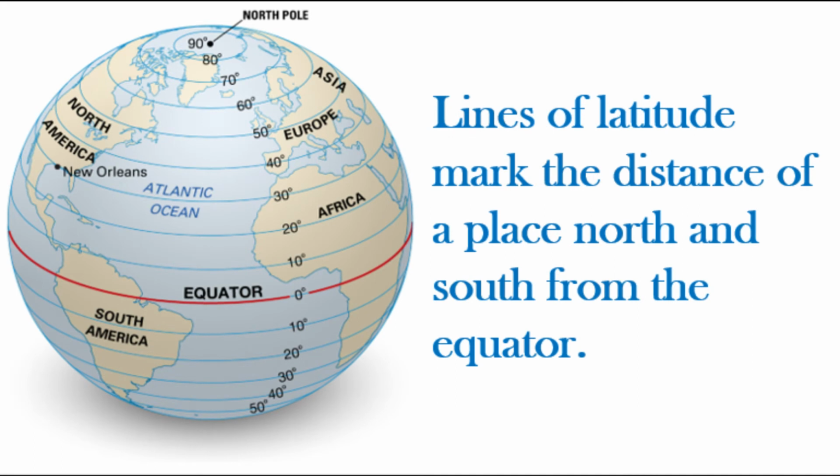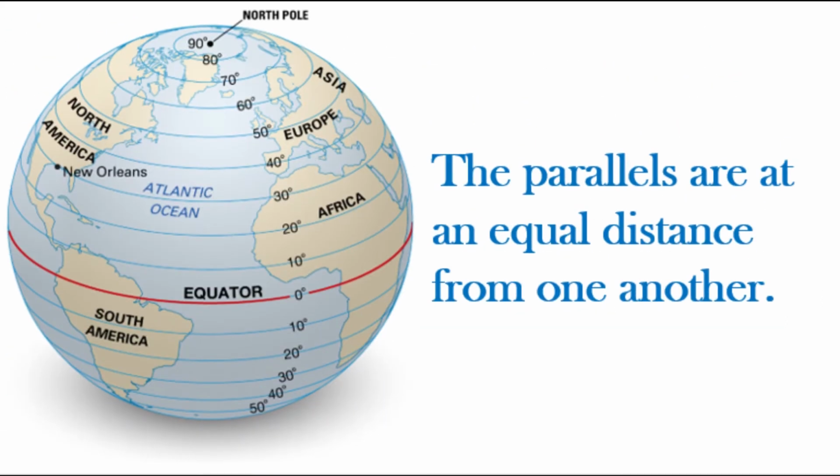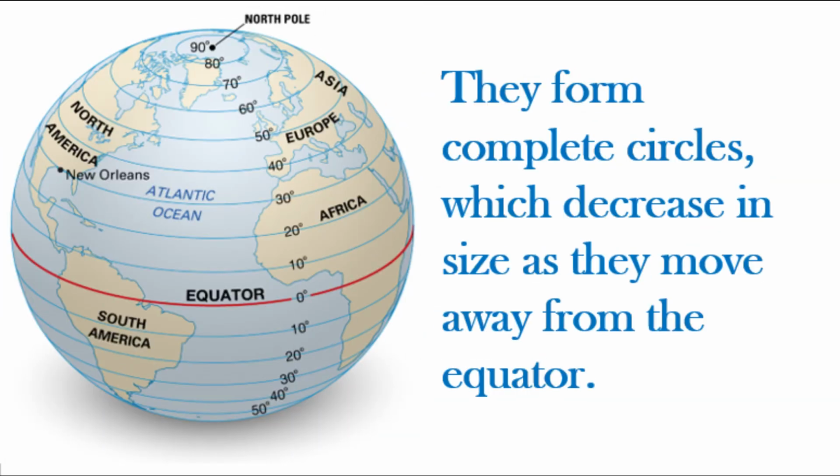Lines of latitude mark the distance of a place north and south from the equator. The parallels are at an equal distance from one another. They form complete circles which decrease in size as they move away from the equator.